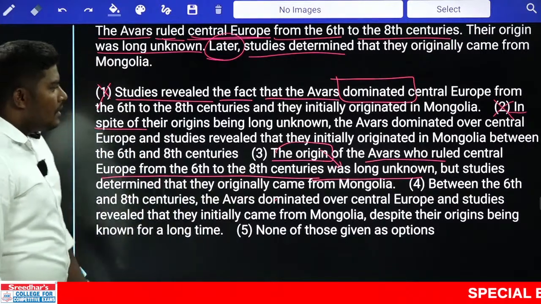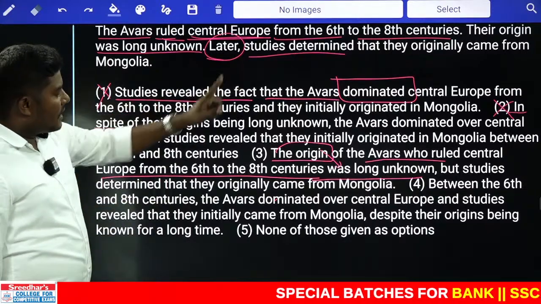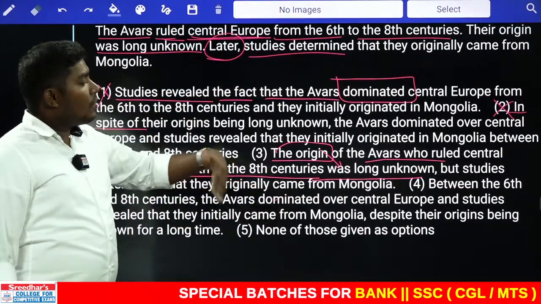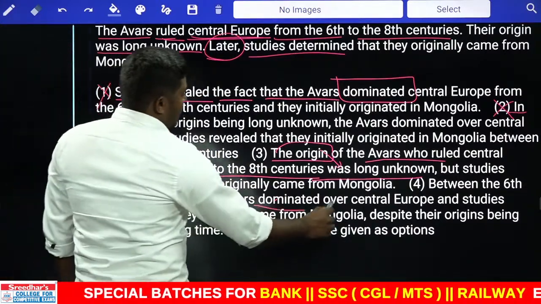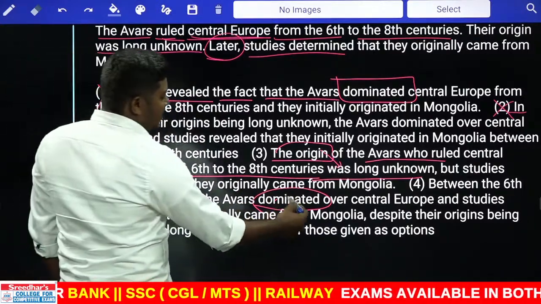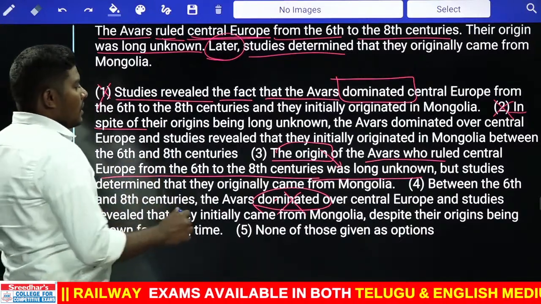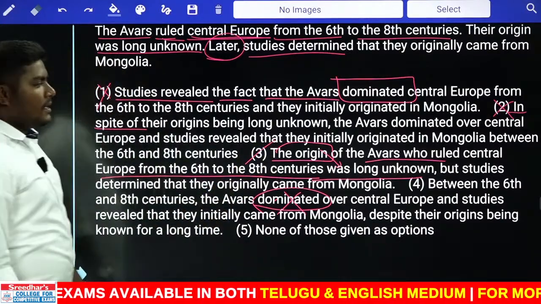Look at the fourth one. Between the 6th and the 8th centuries, the Avars dominated over Central Europe. It is not domination again. They only ruled it. So as we have already eliminated the first one, we can also eliminate the fourth one. Now out of the four options, which is the best one? Only the third one should go with the answer.